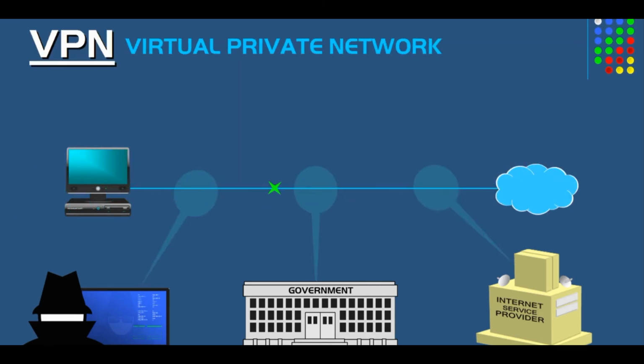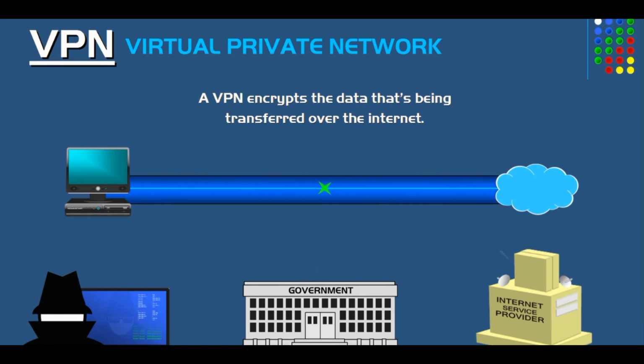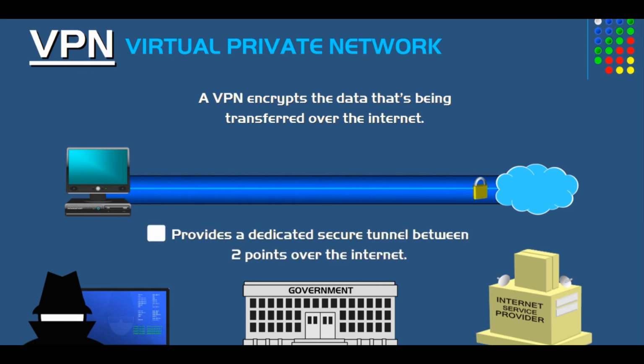A VPN, or virtual private network, not only hides your IP address, but it also encrypts the data that's being transferred between your computer and the internet. So any activity that you do on the internet, such as viewing web pages or transferring files, the data is encrypted and kept private when using a VPN, and no logging is involved. A VPN provides a dedicated secure tunnel between 2 points over the internet.